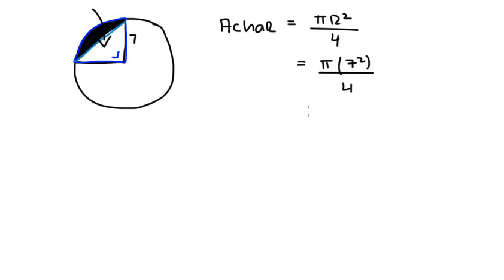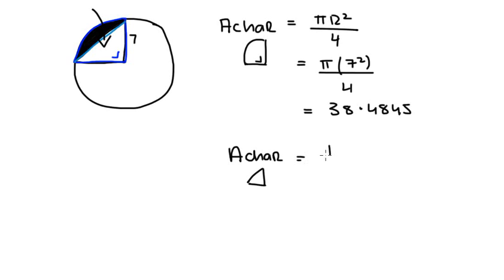And using our calculator, we'll find that this is 38.4845. So again, this is the area of a quarter of the circle. Now what we're going to do is find the area for the triangle. So for a triangle, we have half our base by our height. This is going to be half of 7 by 7. So again, using our calculator, this is going to give us 24.5.